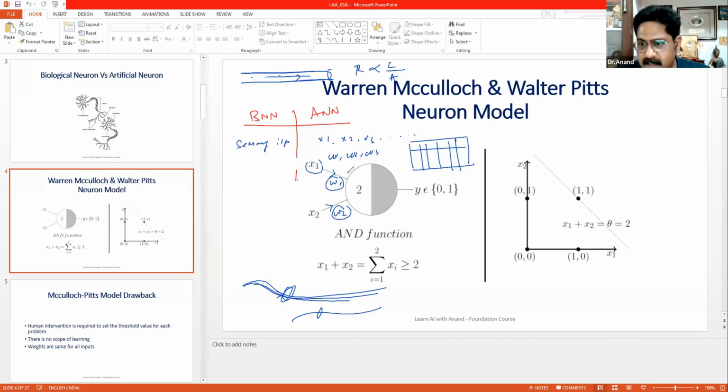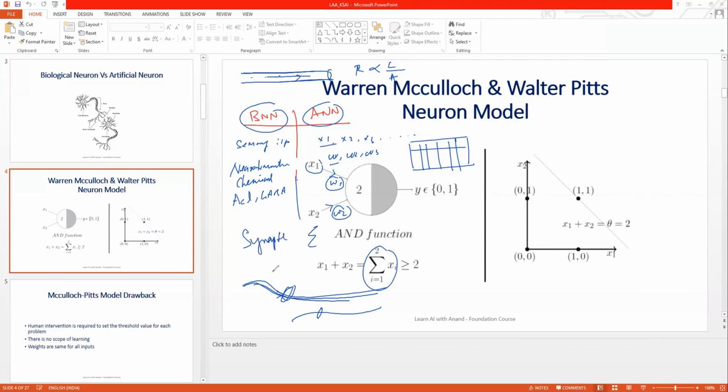So now, just an analytical comparison. For the biological neuron, we are considering the weights as neurotransmitters, chemical signals. There are many chemicals responsible for offering this resistance, like acetylcholine, gamma-aminobutyric acid, and so on. And we talked about X, we talked about weights, right? And the summing point. What is the summing point in an ANN? This is the summing point, the mathematical summing point. Whereas in the biological neuron, the summing point is called a synapse, the synaptic junction.